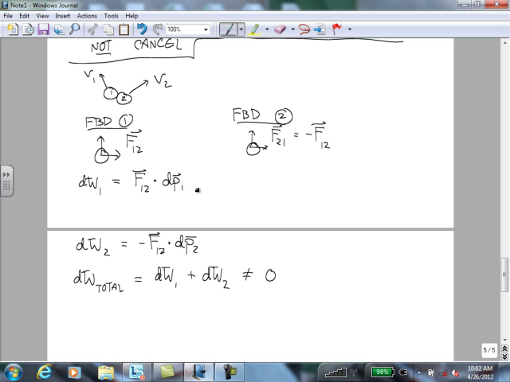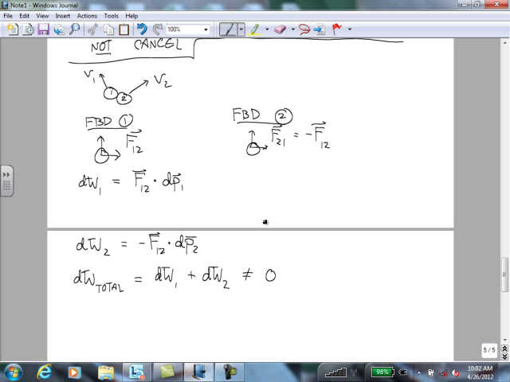Well, the dot product has the direction affects the dot product. So no matter what the magnitude is, you're going to get different dot products out of those, and they're not going to cancel.